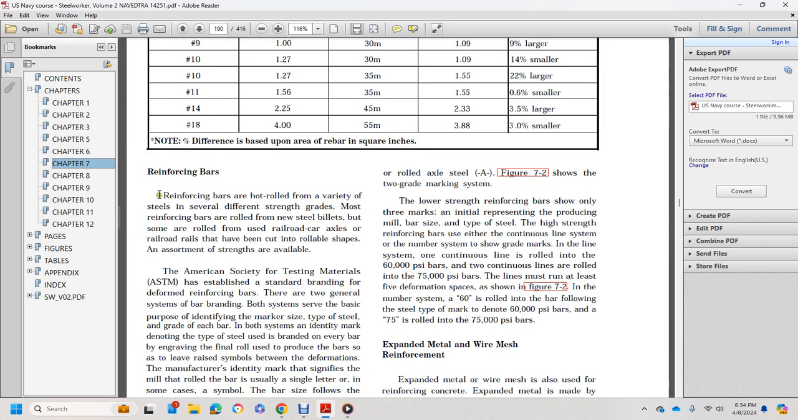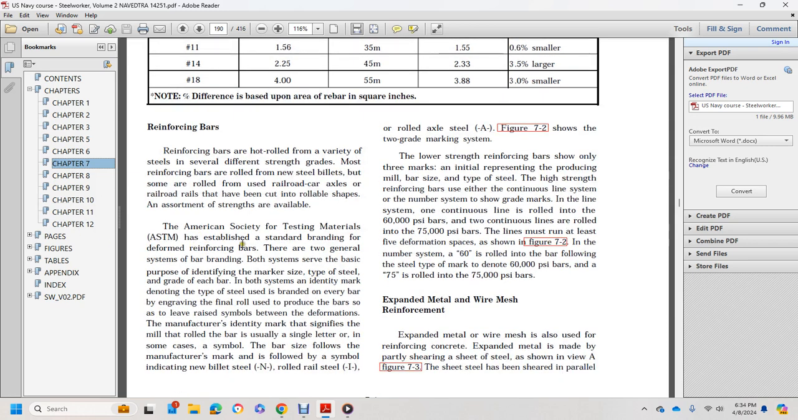Hard reinforcing bars are hot rolled from a variety of steels in several different strengths and grades. Most reinforcing bars are rolled from new steel billets, but some are rolled from used railroad car axles. Railroad rails have been cut and rolled into shapes, and an assortment of sizes and strengths is available. The American Society for Testing and Materials has established standard branding of deformed reinforcing bars.